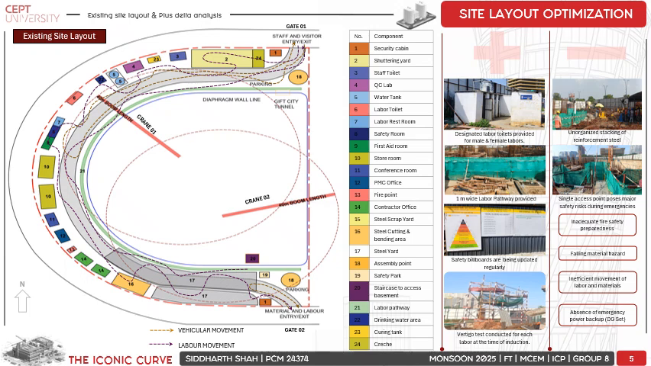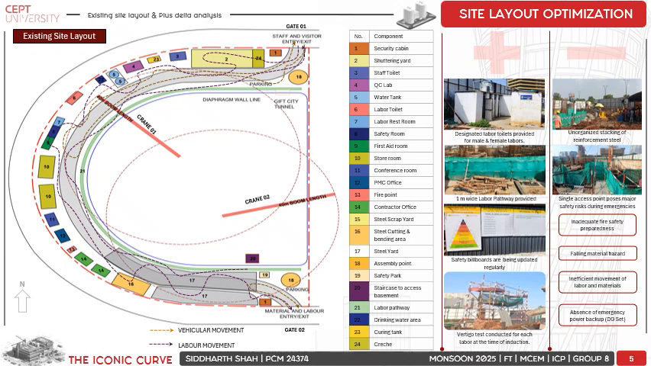Coming on to the plus delta analysis for our project, the pluses, or the positives, which we found were: designated labor toilets were provided for males as well as females. A 1 meter wide labor pathway was provided. The safety billing boards were continuously updated, and there were adequate safety awareness boards at the site, and vertigo tests were conducted for each labor at the time of interview.